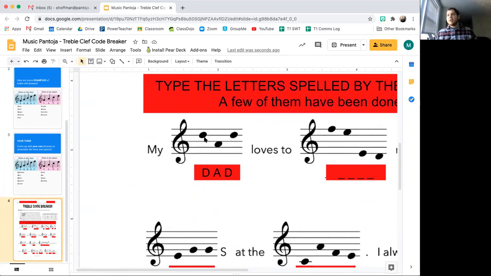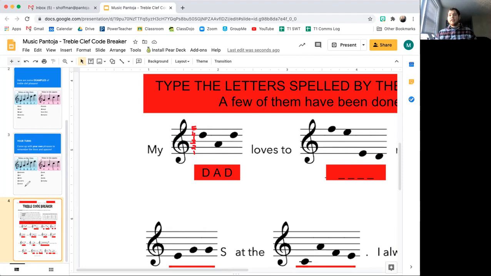So for this first one, number 1, we ask is it on a line or in a space, and the answer in this case is that it is on a line, and I know this because there's a line running through it. Which line is it? Well, I'll count up from the bottom. We have 1, 2, 3, 4, 5. So it looks like, I'm pretty sure, it's on the 4th line.